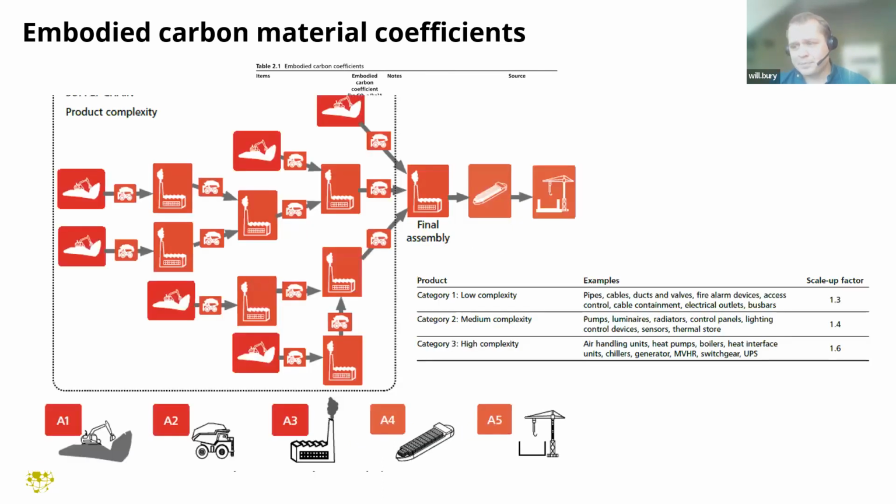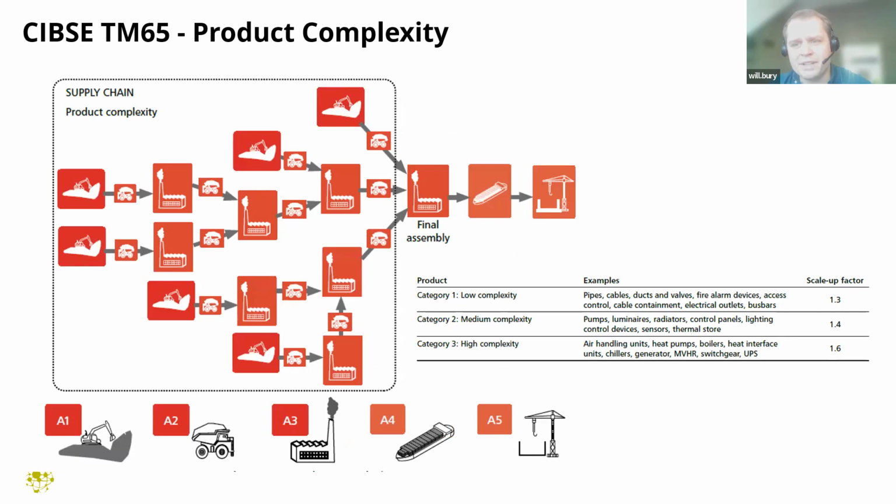The complexity factor is dependent on the product type. With this, we're trying to capture the length of the supply chain to the final assembly factory. For a very simple product, like a pipe, obviously the supply chain is going to be a lot smaller than if you've got an air handling unit or a heat pump. And therefore, the scale-up factor will vary.